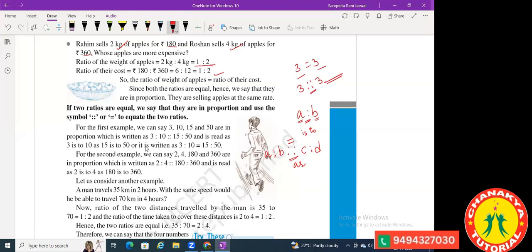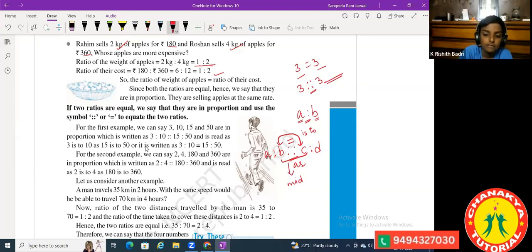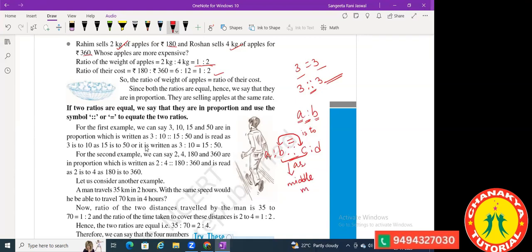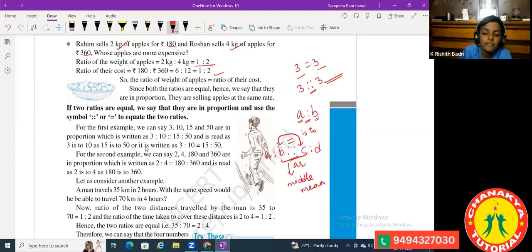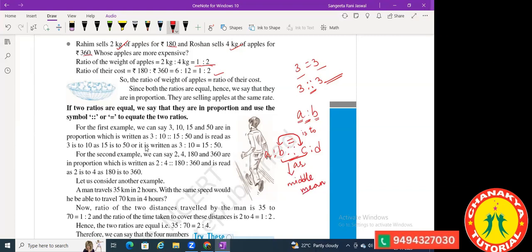Now what I want to say here is A is to B as C is to D. Now see, the middle two terms are B and C. These middle two terms are called means. Middle terms are called means. M for middle, M for mean. You'll be able to remember this? Yes, ma'am. M for middle, M for mean, both M.